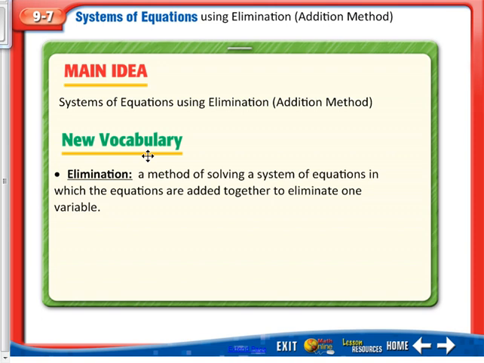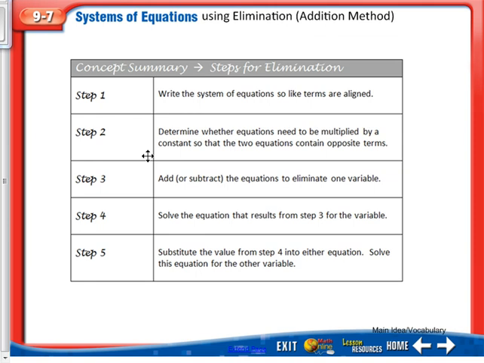All right, so in this lesson, we're going to be talking about systems of equations using elimination. We're just going to be talking about the addition method first. Elimination is a method of solving a system of equations in which the equations are added together to eliminate one variable. So we're really going to be setting the two equations on top of each other, and then we're simply going to be adding them like a normal addition problem. We'll get into this and you'll see what I'm talking about.